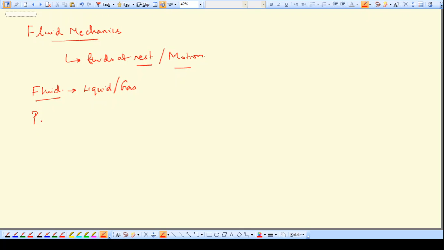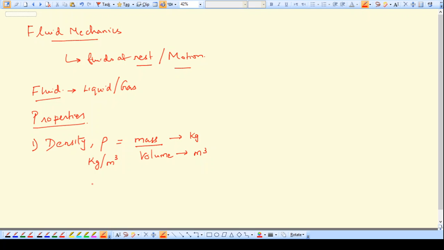So what are the various properties of a fluid? This we will discuss in detail. The first property is density. Density is defined as the ratio of mass by volume. The unit of mass is kg and the unit of volume is meter cube. Therefore the unit of density is kg per meter cube.